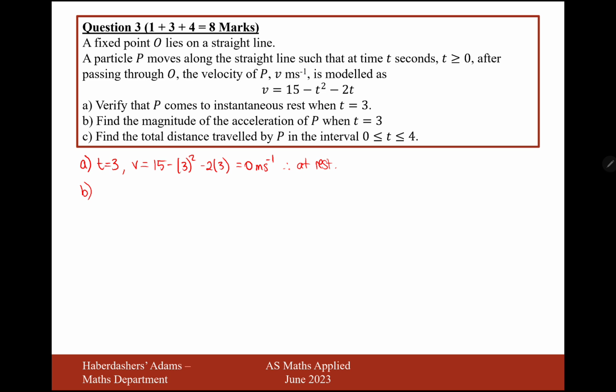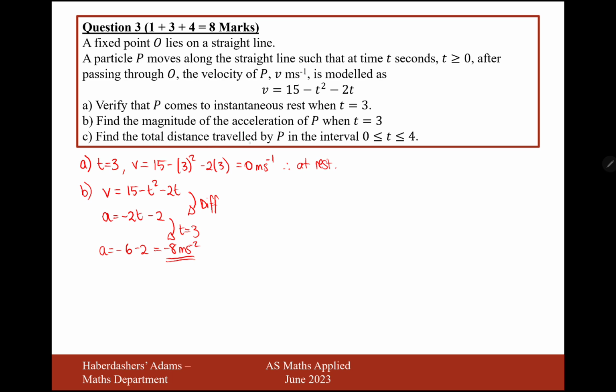Part B, find the magnitude of the acceleration of P when t equals 3. So for acceleration, we take our velocity equation and we differentiate it. So a equals 15 differentiates to 0, minus t squared differentiates to minus 2t, and minus 2t differentiates to minus 2. Now we want to find the acceleration when t is 3, so we substitute in t is 3. So it's going to become a equals minus 6 minus 2, so it's minus 8 meters per second squared.